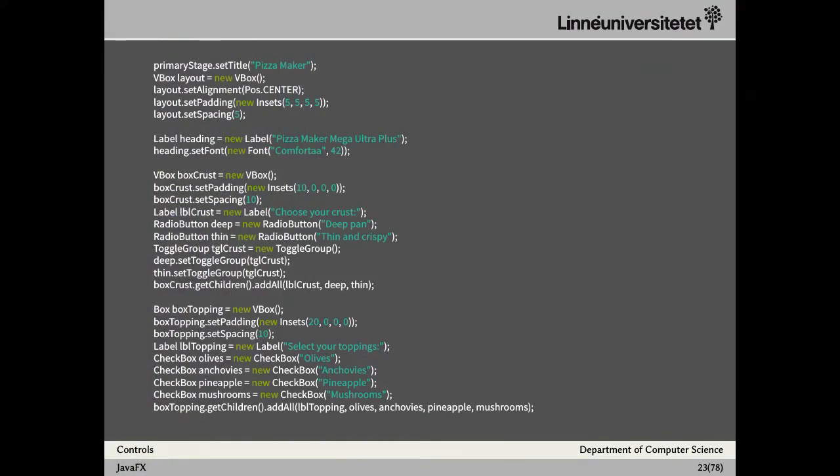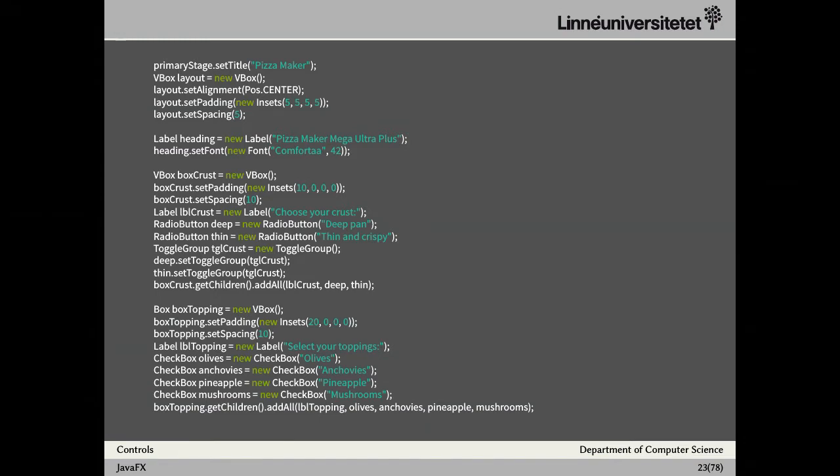There's quite some setting up. We create a label with a new font in size 42. We create a VBox called boxCrust. This is a pizza maker. And first up, we need to make a choice between either deep pan or thin and crispy crust for our pizza, so the bread.